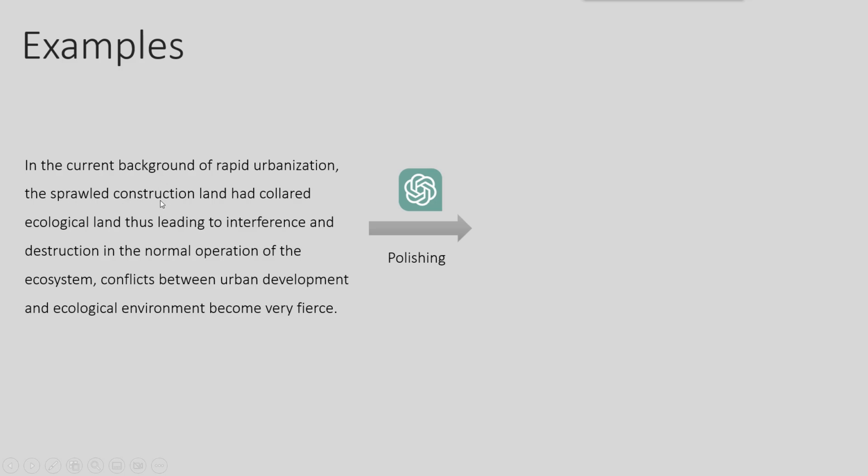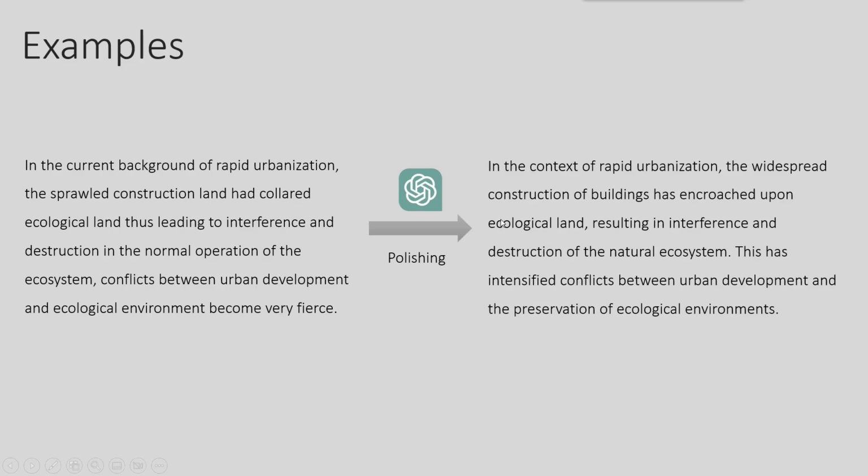The sprawled construction land had colored ecological land, thus leading to interference and destruction in the normal operation of the ecosystem. Conflicts between urban development and ecological environment become very fierce. I kind of know what it's talking about, but the language is really Chinese style. Let's see what ChatGPT revised.